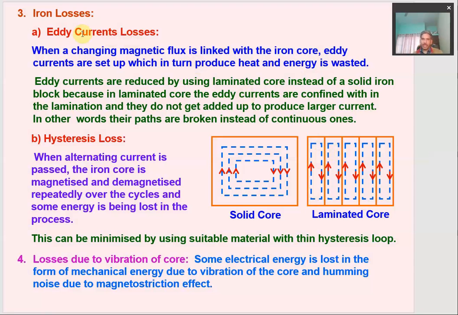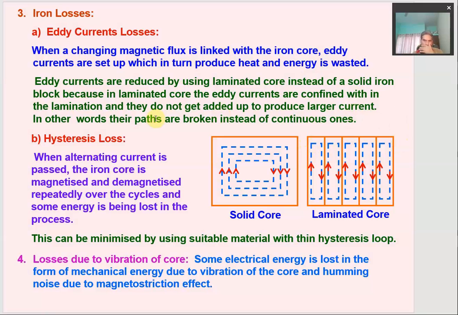Another way to avoid the eddy current is by using laminated cores. The core of the transformer is laminated by coating, due to which the eddy currents are also avoided.